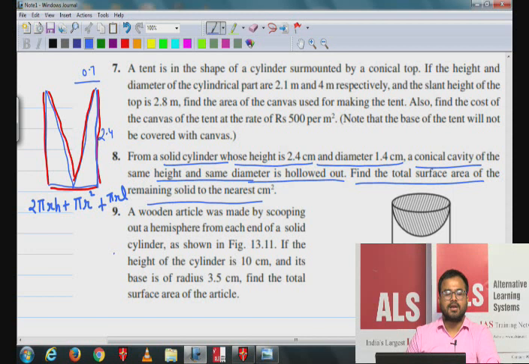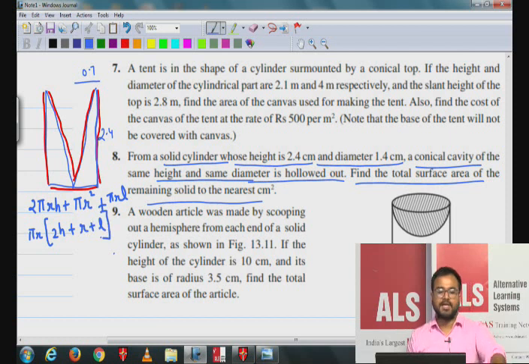Now in these we can take r and pi as common. So pi r can be taken as common, and you will be left with 2h plus r plus L. Now we know the radius, which is 0.7, we know the height, which is 2.4, but we don't know the slant height, which is L. So we have to figure out that one.